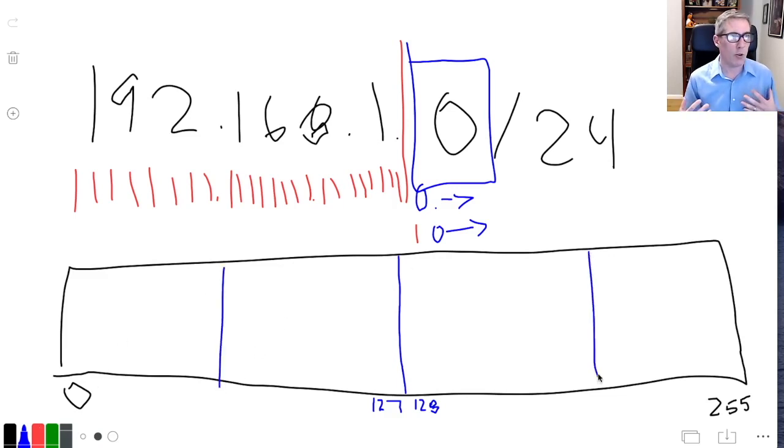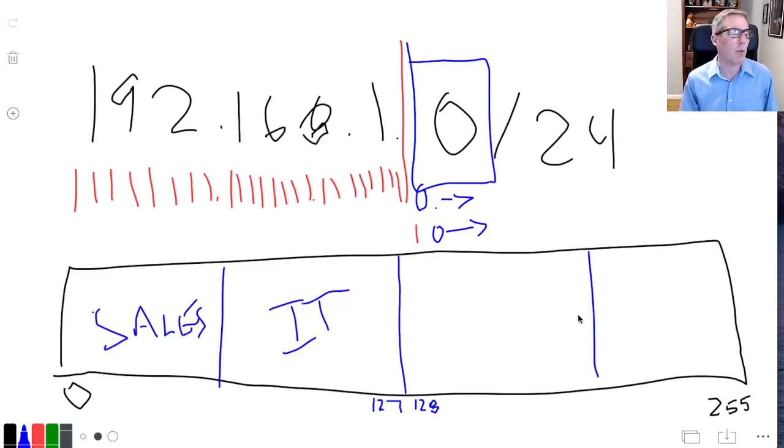That's the whole purpose behind subnetting. Maybe we have a 4-story building and we want a separate subnet for each floor. Or we have 4 departments and we want to break it up by department. This is sales, this is IT, and so on. We have different departments, and we want different subnets to isolate their network traffic. So this is what we're doing.